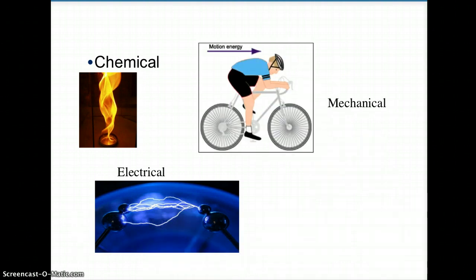Mechanical energy, this is the type of energy that is directly involved in moving matter. When you pedal a bike, your legs provide the mechanical energy to move the pedals and, in turn, rotate the wheels so the bike moves forward.